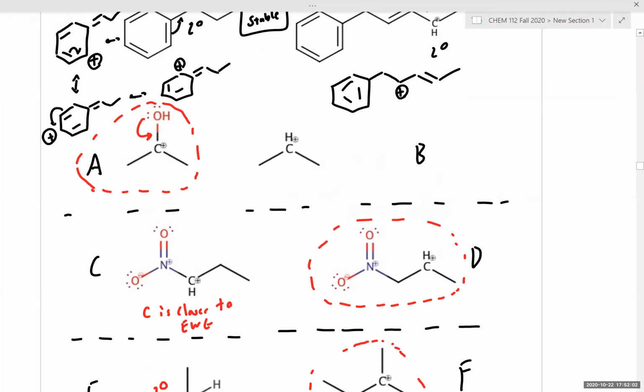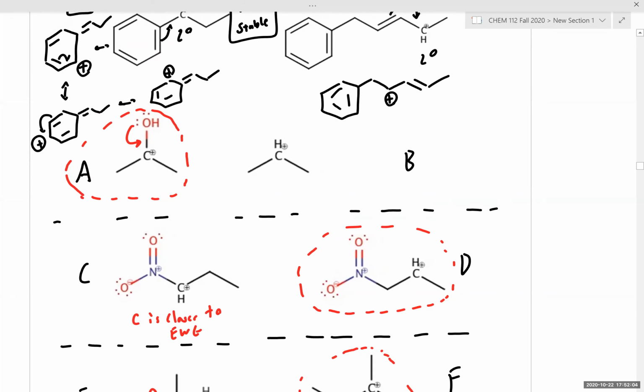Okay, so let's talk about these examples. In the first case, our primary effect that we need to consider is resonance. So in structure A, as students have correctly pointed out, the alcohol is a resonance donor. And as a result, it can donate electron density and in turn stabilize our carbocation via resonance donation. So cation A is the lower energy carbocation.